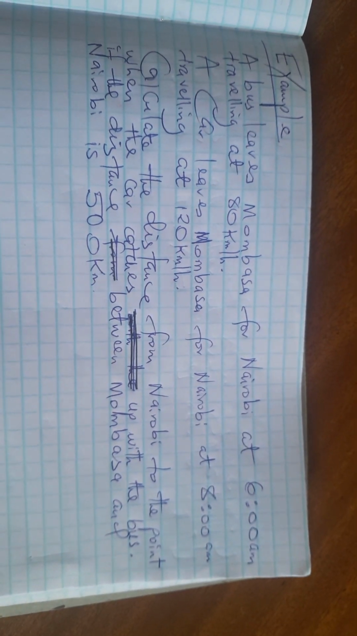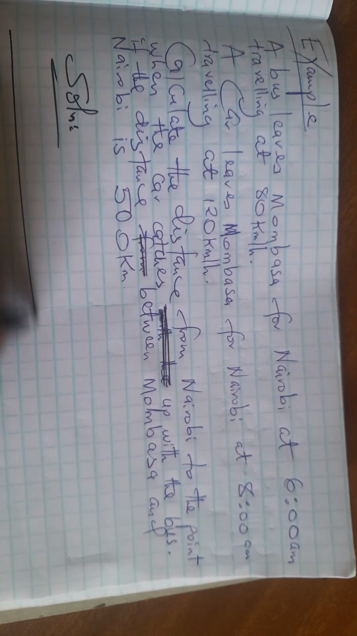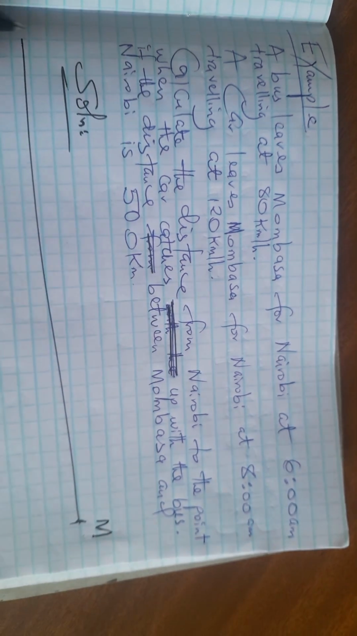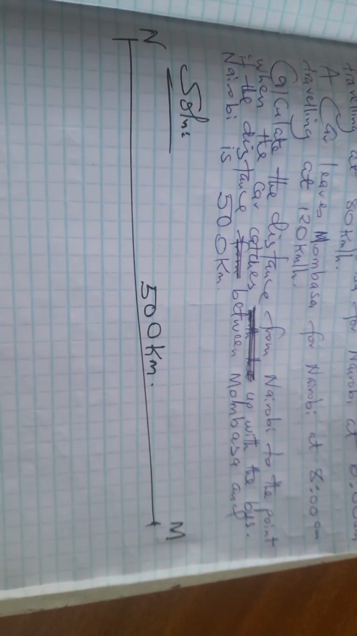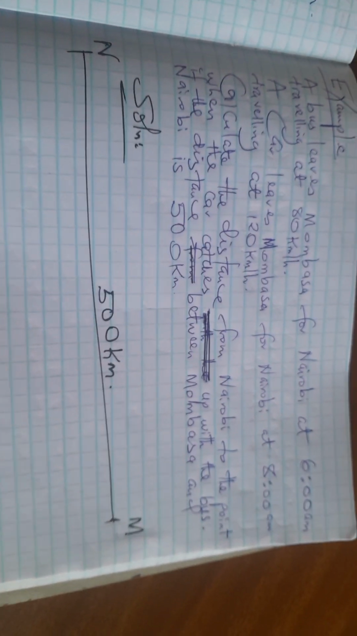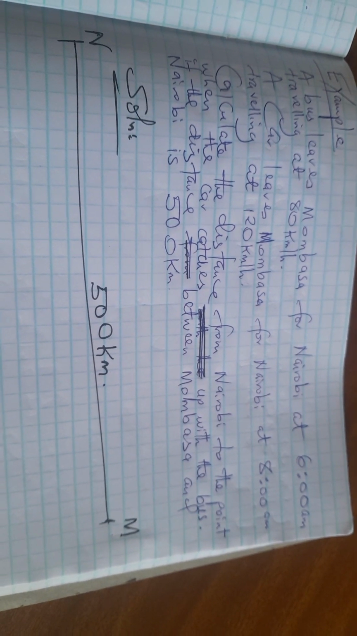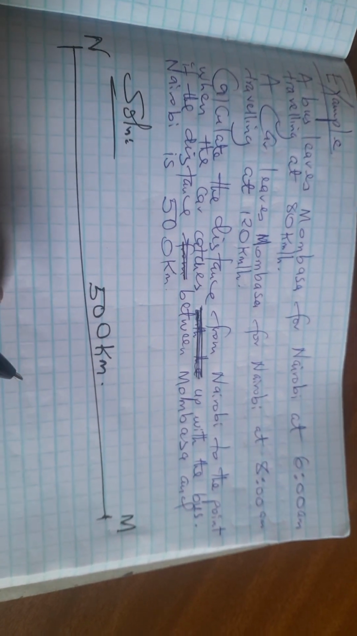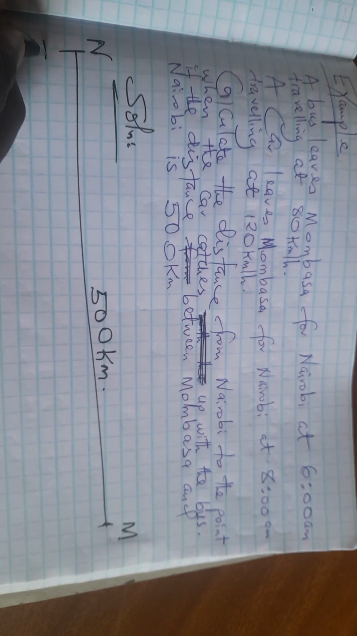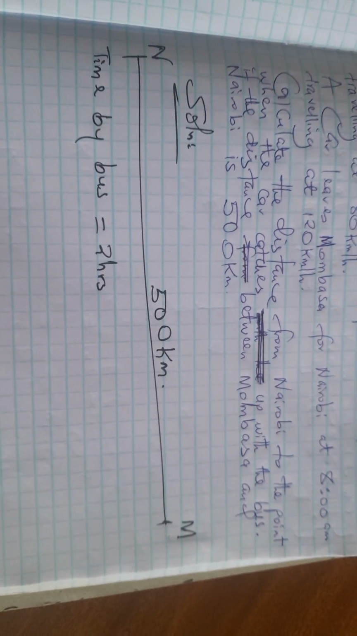So let us start by finding the gap between these two vehicles. The gap is in terms of time and distance. Let's say this is Mombasa and this is Nairobi, 500 kilometers apart. First of all, we know that the bus began the journey 2 hours earlier than the car, because it was 6 a.m. and later on 8 a.m. the car began the journey. So the gap between the bus and the car is 2 hours. So the bus travels for 2 hours before the car starts the journey.